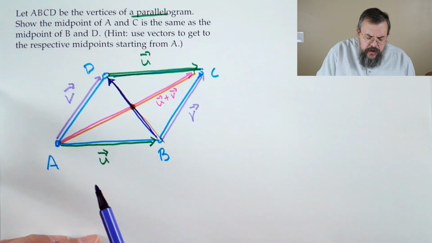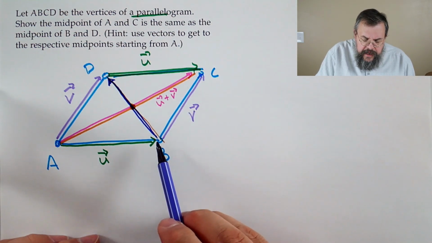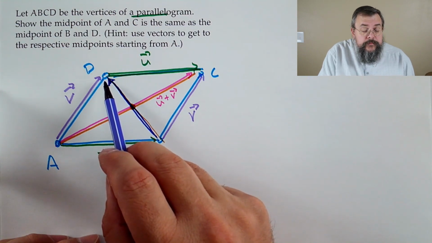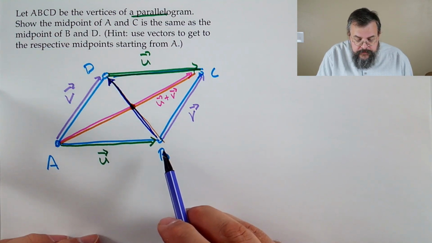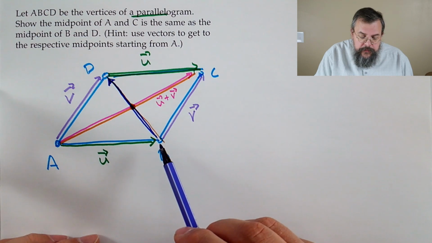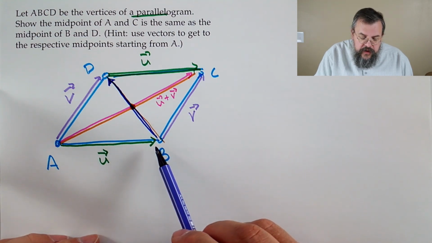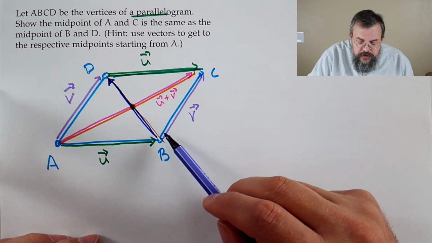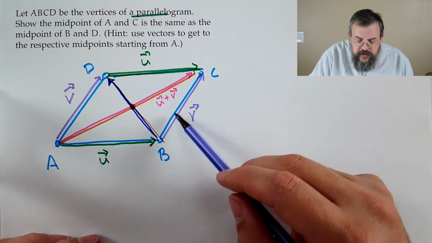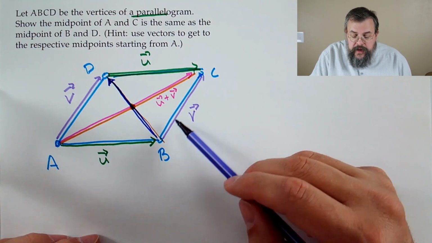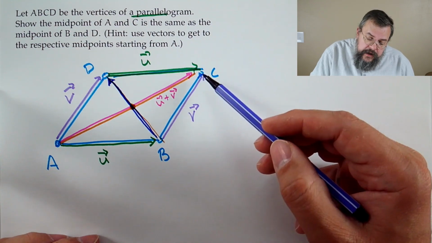Now the question. What happens if I start at B and I want to get to D? How can I do that? Well, let's think about moving along vectors. So suppose I just think about moving along the side. I could, for instance, start and move along B to C. That just says go for the vector V. And then I could go from C to D.